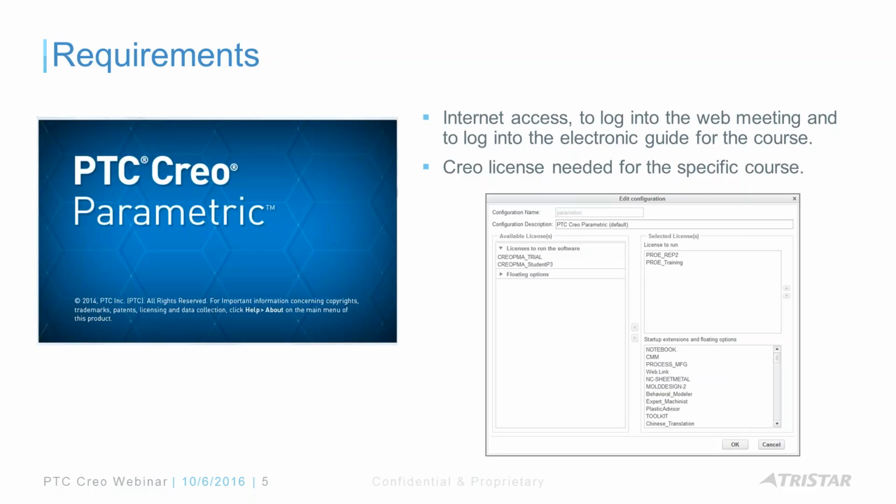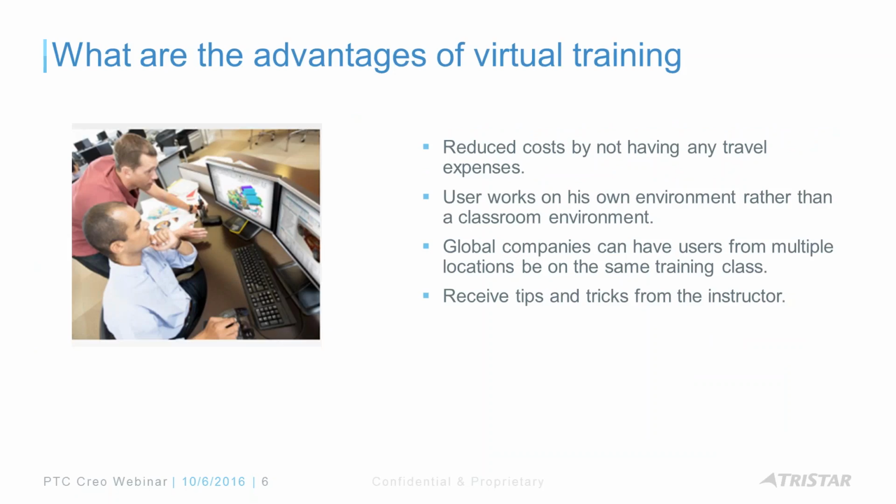So if you're taking an introduction course, probably a Creo basic license will work. But if you're taking an advanced assembly training, well, you might need the advanced assembly license, right? So you need those licenses in order for all the exercises to work, for you to be able to follow the exercises on the training. So those are the only two requirements that are available for you.